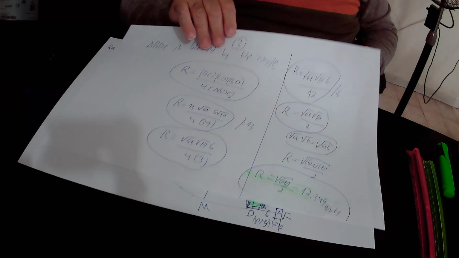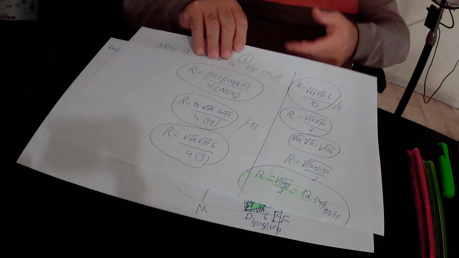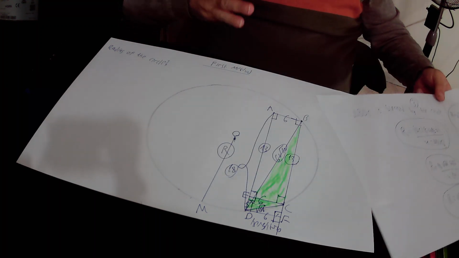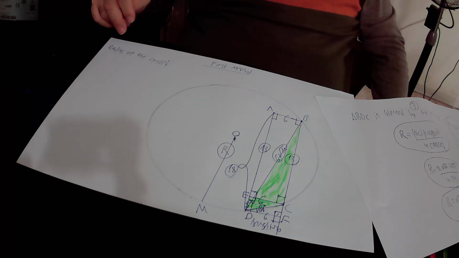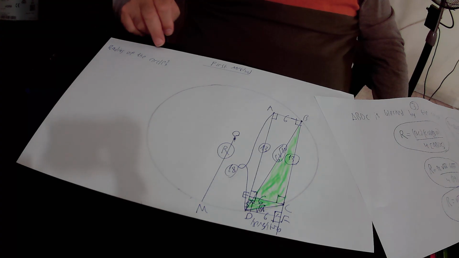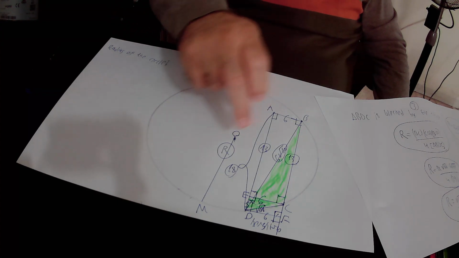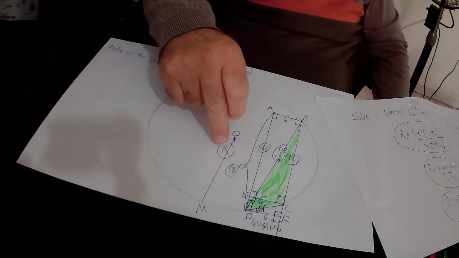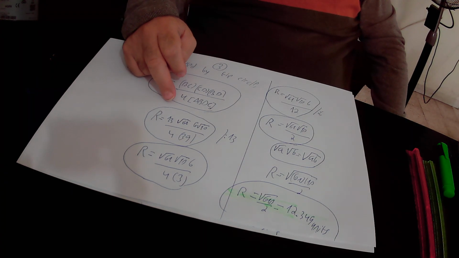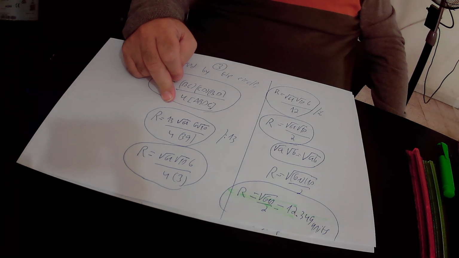So actually, this expression is the answer to the question. Why? Because we were asked to find the radius of this circle, and the radius of this circle is capital R, and the value of capital R is equal to this expression. In the next step, we simplify this expression.